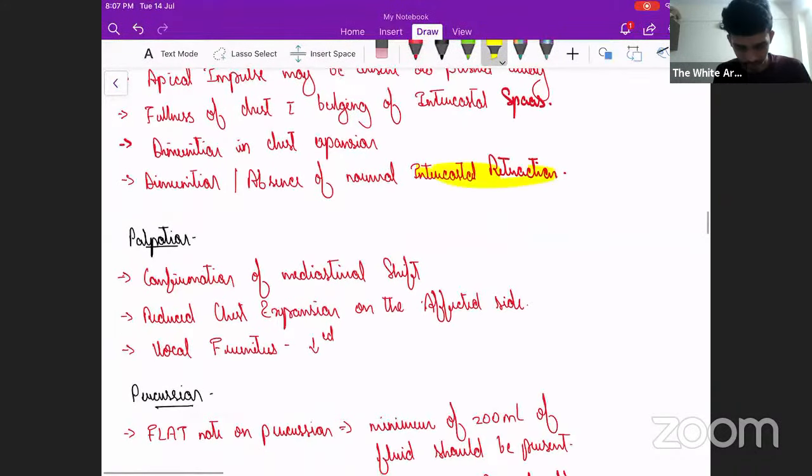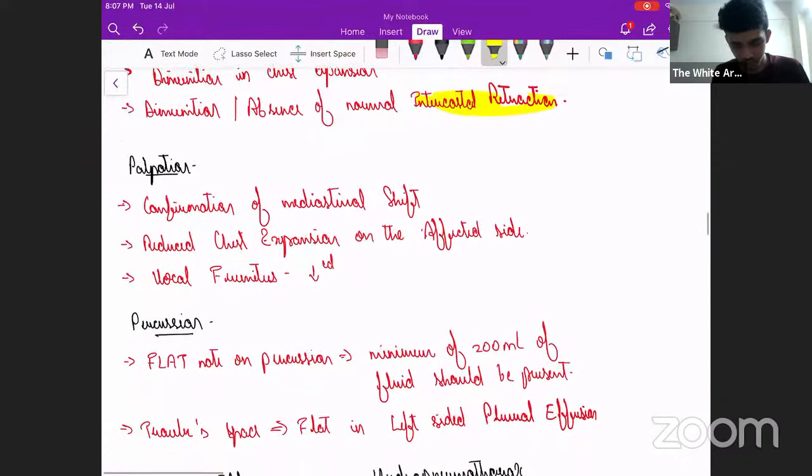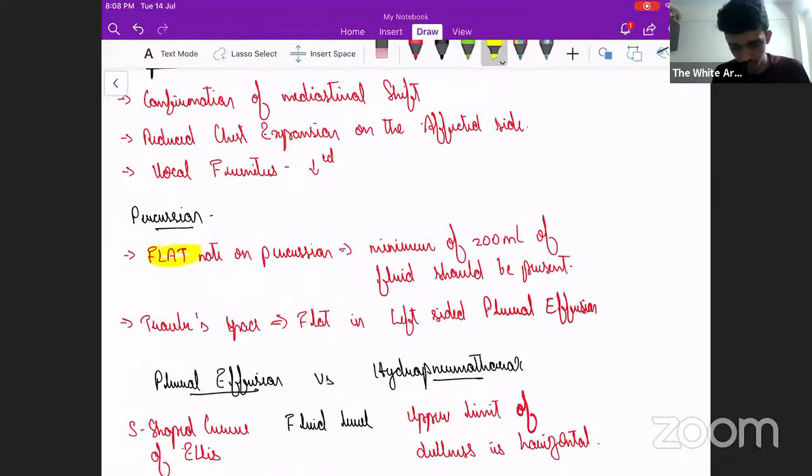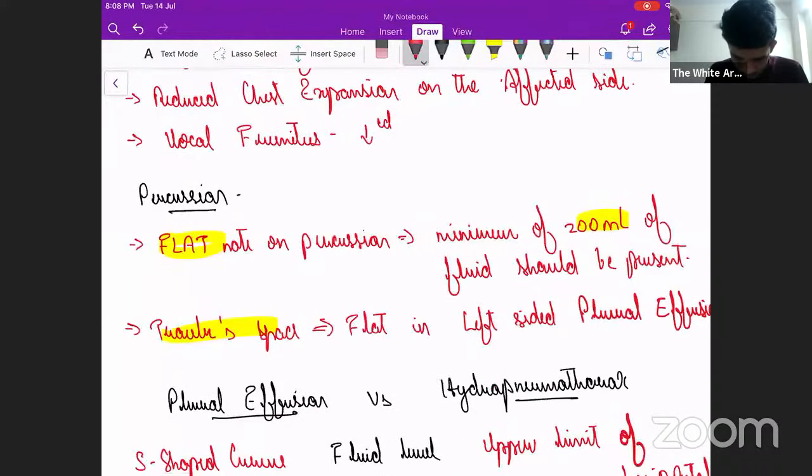Palpation, you will confirm the same. All those things you will confirm: mediastinal shift, reduced chest expansion, and vocal fremitus will be reduced. On percussion, you will note a flat note. Again, 200 to 300, but 300 ml is a better answer. If the pleural effusion is on the left side, it will be a flat note over the area. In our external exam, we go ahead with stony dullness.